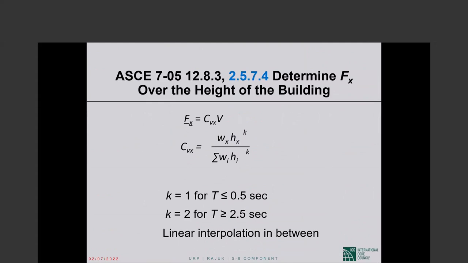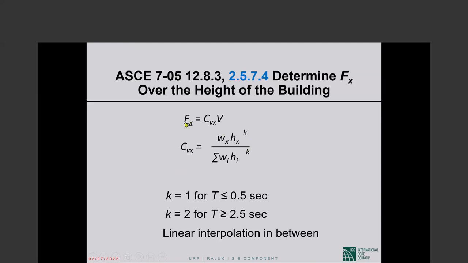Now that gives us everything that goes into the design base shear equation. Having calculated the design base shear, we will, as I said, distribute it along the height of the structure in the manner prescribed by the code. Here is that distribution.